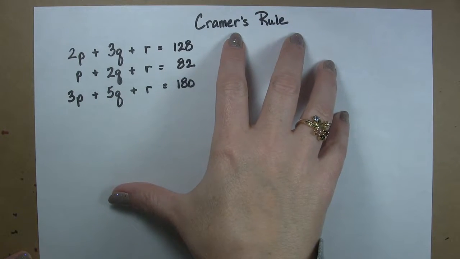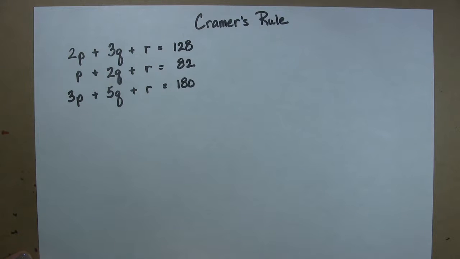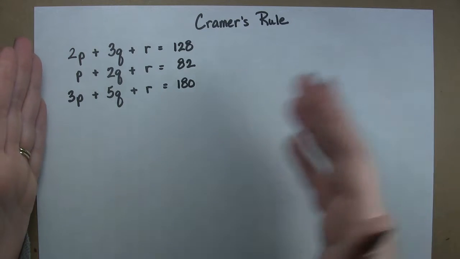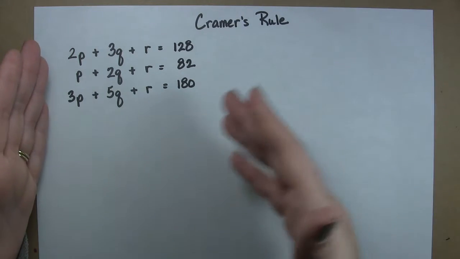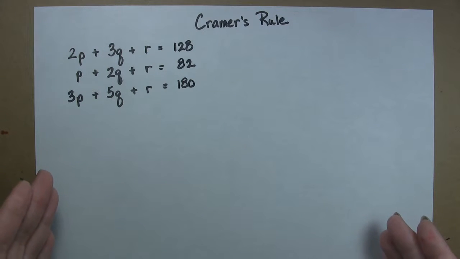So Cramer's rule is useful when we have a systems of equations problem, and actually it's really useful when we have a big system of equations problem, because the bigger the problem is, the more variables there are, and the more variables there are, the more time consuming it is to figure things out.